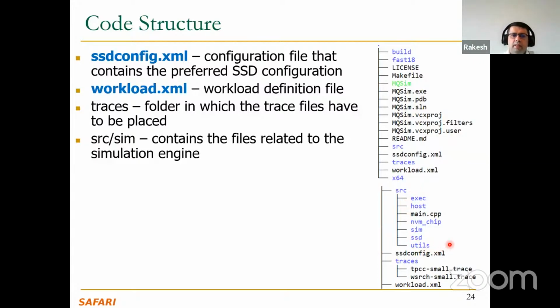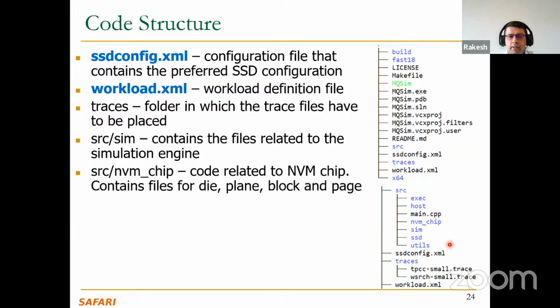So we see that the sim folder is where we have files related to the simulator engine, and there is an nvm_chip folder which contains the files related to the NVM chip, and it also contains files for representing a die, a plane, block, and page.